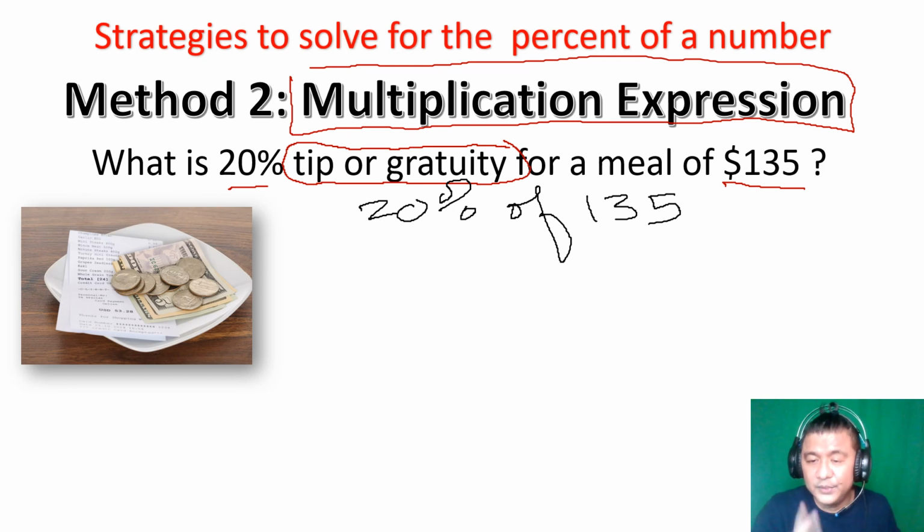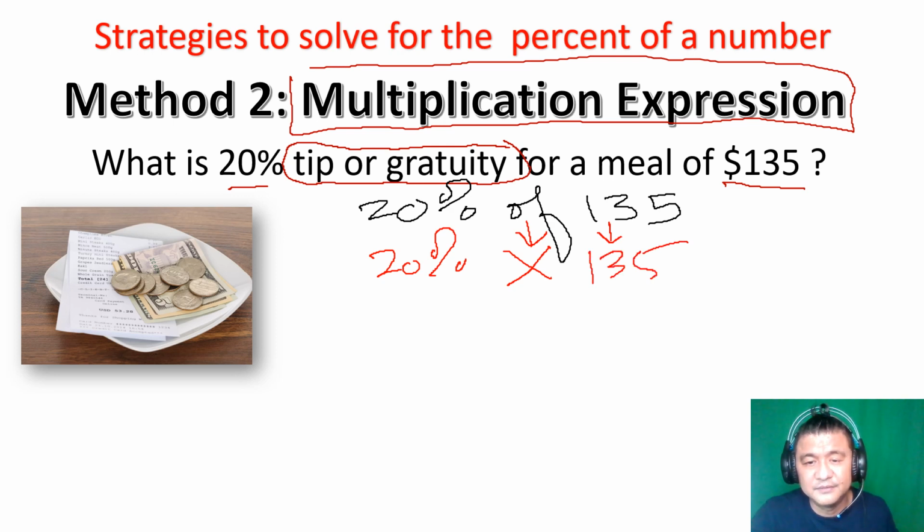Now, there are two ways to do this. Okay, let's just evaluate what this means. This means 20% of. Every time I see that word of, that means times. I will multiply 20% by 135. Okay. So that's already an expression. But guess what, guys?